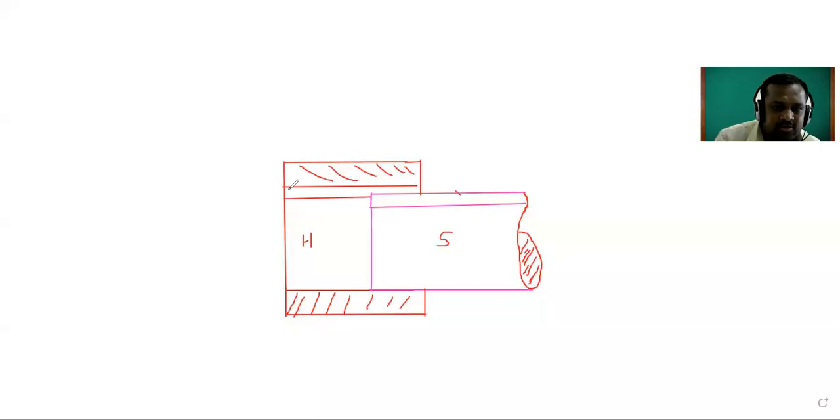See, is this the tolerance zone for hole or shaft? Hole. So this is the tolerance zone for the hole, and now see here, this is the tolerance zone for the shaft. Then prepare the definition for that fit. It is called the transition fit.